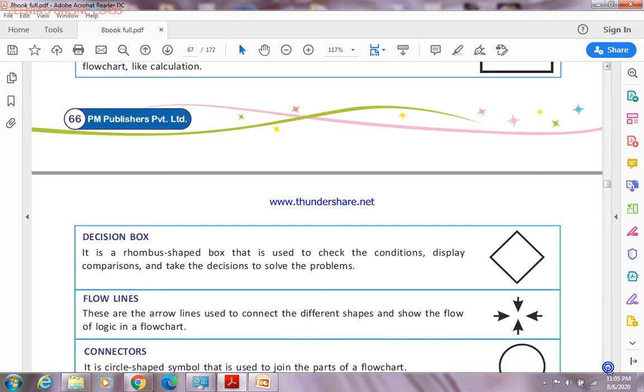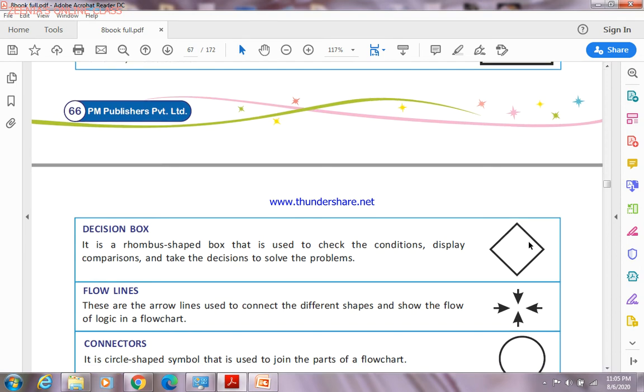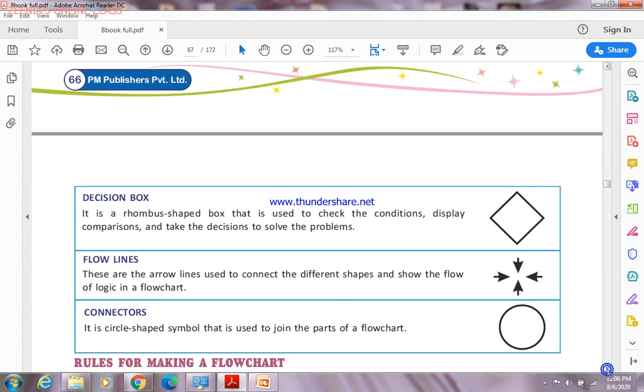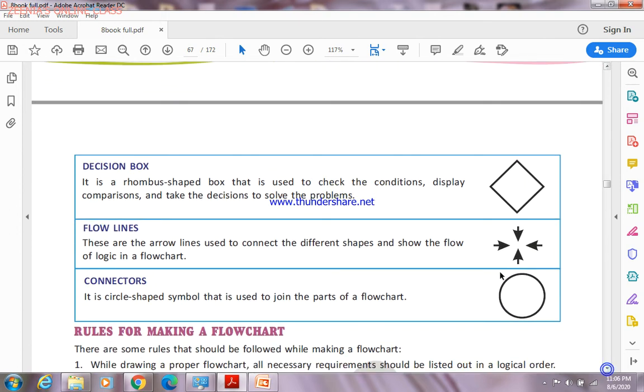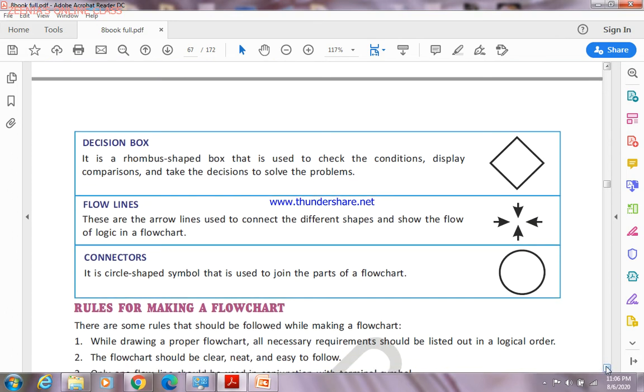So if any condition is there, if somebody is having two things in mind, so he can use this diamond box, yes or no, right? And these arrow signs are used to draw the flow lines of the flowchart, that is program. And this circle is representing here for the connector. If your flowchart is a very big process, so you need these connectors to show where the arrow lines are going.